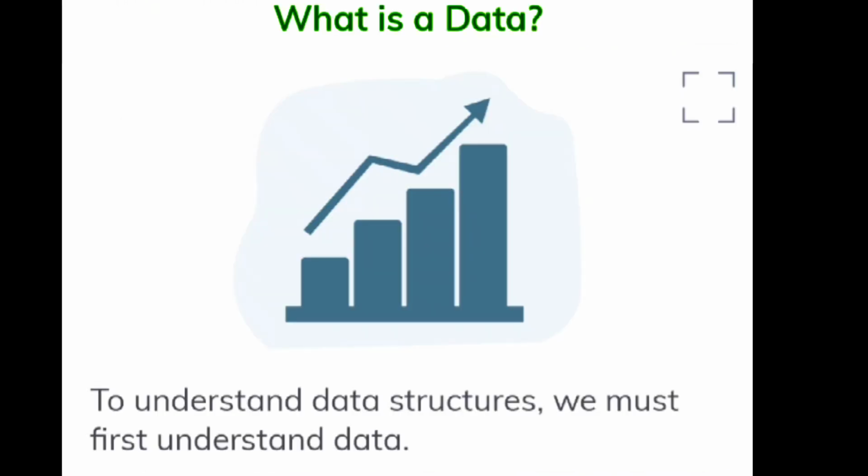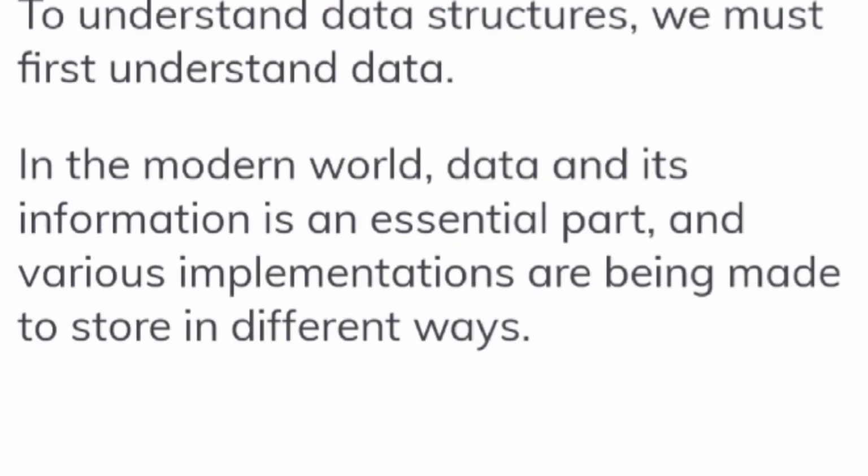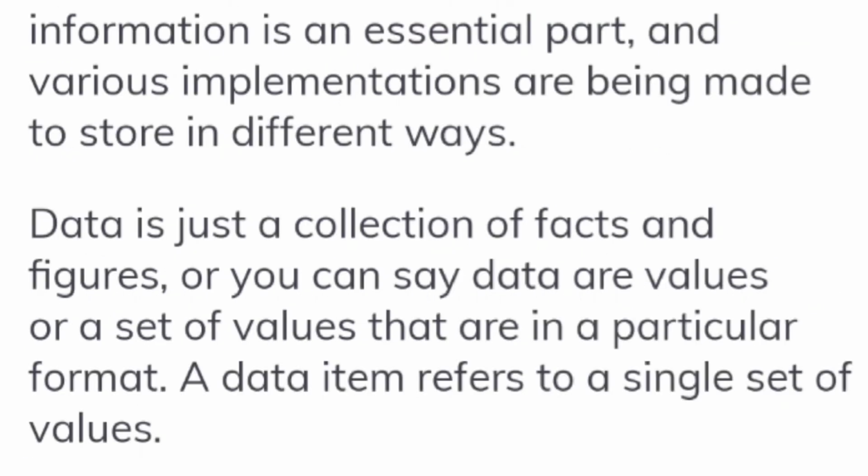To understand data structure, we must first understand data. What is data? In the modern world, data and its importance is an essential part, and various implementations are being made to store it in different ways. Data is just a collection of facts and figures, or you can say data are a value or a set of values that are in a particular format. A data item refers to a single set of values. In every programming language, we have some data types. For example, we have some data which has a player's name Max and age 28. Here, Max is of string data type and 28 is of integer data type.